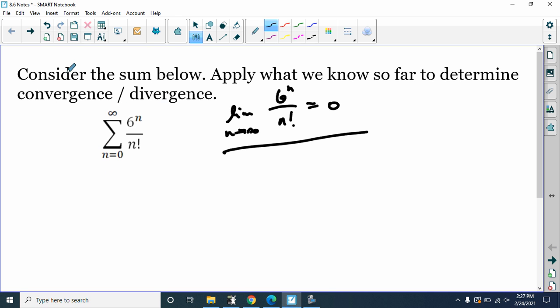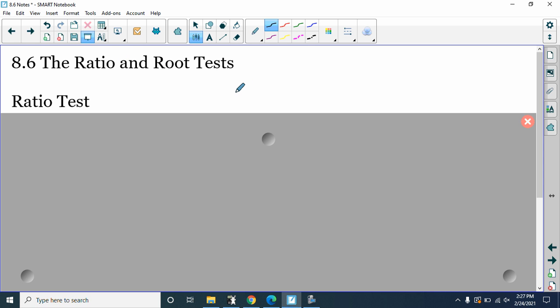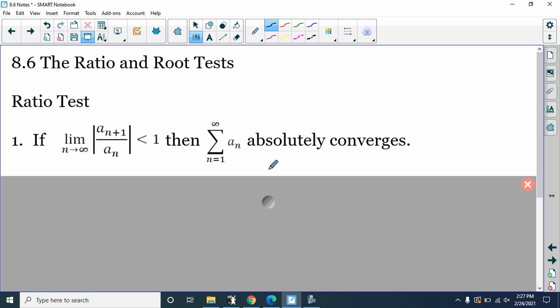So that's going to lead us into the first of the two tests we're talking about today, which is the ratio test. The way the ratio test works is we are going to take the next term divided by the previous term and evaluate the limit as n goes to infinity. If that gives me something less than 1, then we know that the series converges absolutely. Whether it has an alternating part or not, it will converge.